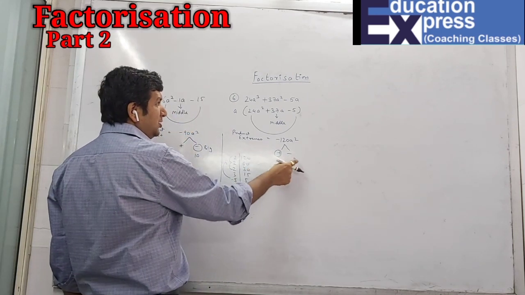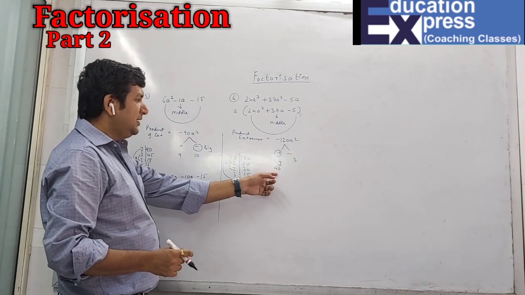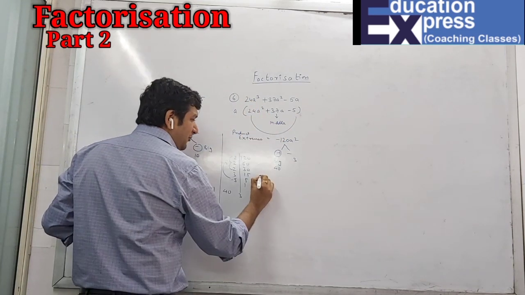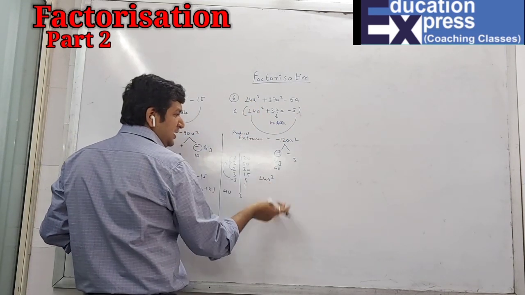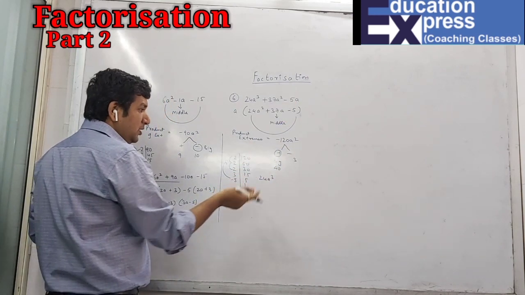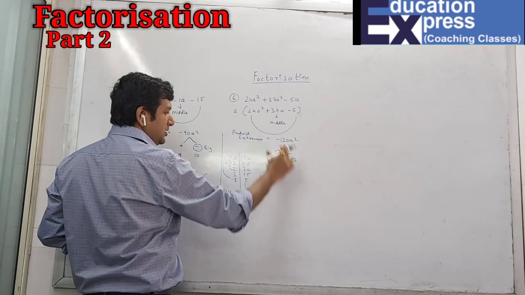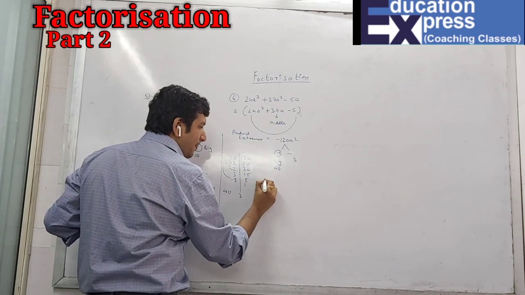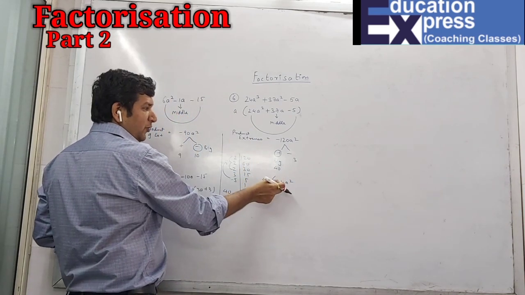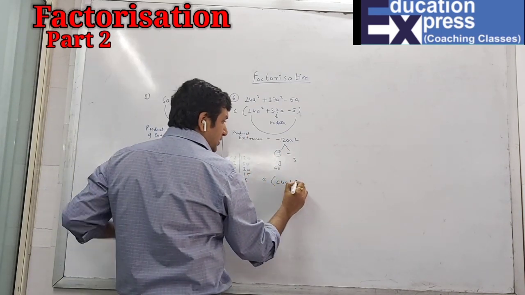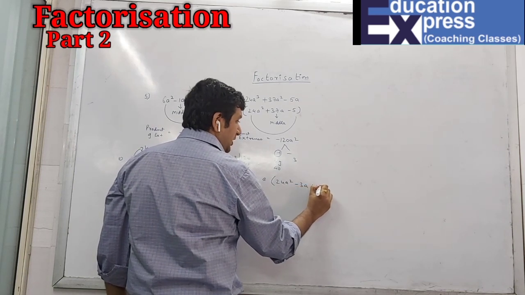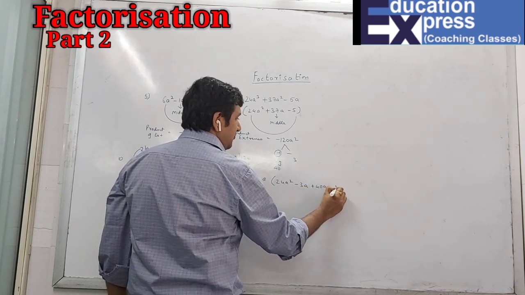So now I have to see where to place 40 and where to place 3. So I can write 24a square. As I can see, 24 and 3 have 3 common and 5 and 40 have 5 common. So a will remain as it is, 24a square, and then I will write over here minus 3a plus 40a minus 5.